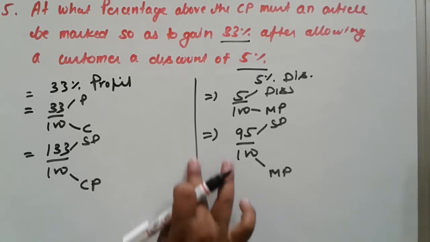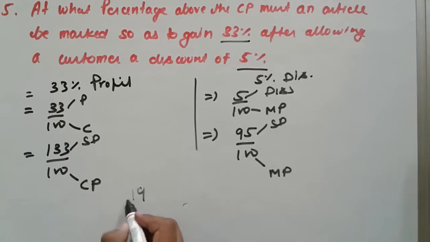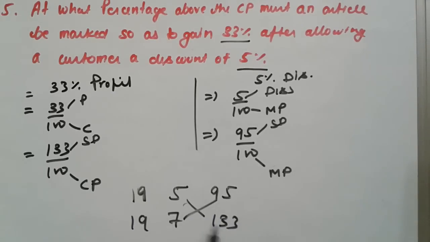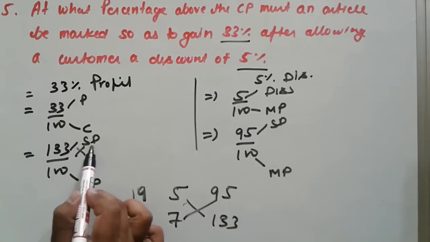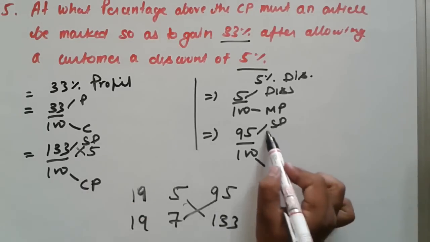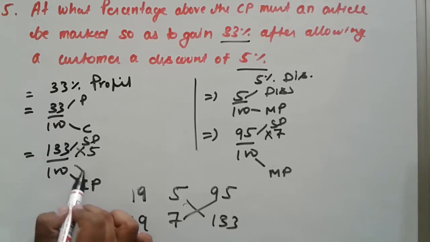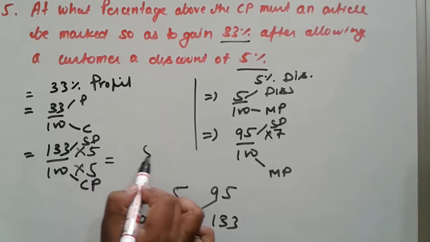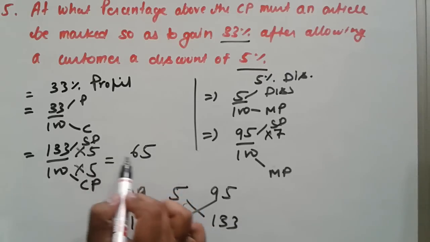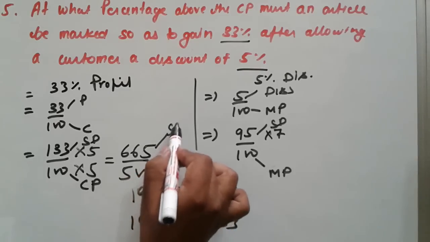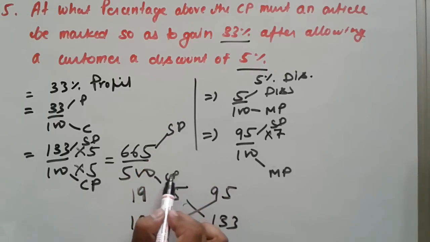So it's 19 by 95 and 19 by 133. Okay, so cross multiply: 133 by 5 and 95 by 7, we get an equal number. So here multiply numerator and denominator by 5: 5 threes are 15, 5 threes are 15, 16, carry 1, 5 into 5, we get 665 by 500. Here the selling price is 665 and the cost price is 500.